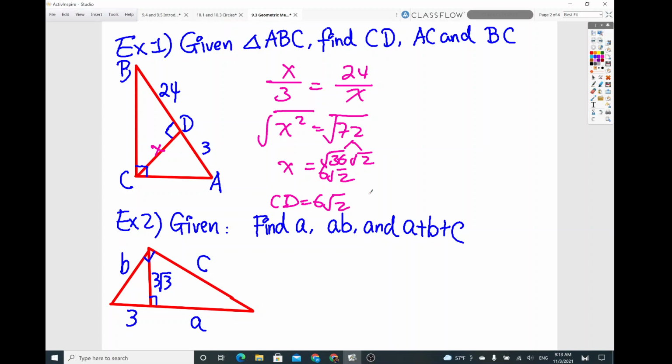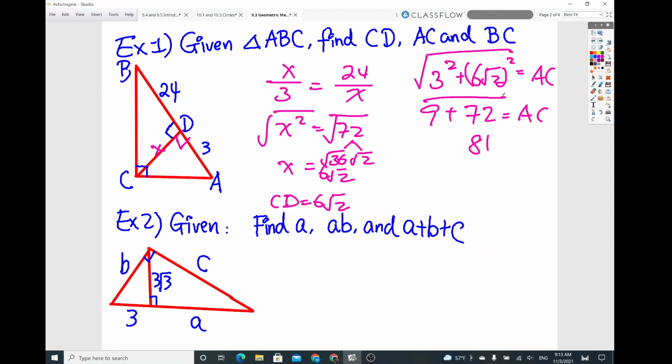Now what about the rest of the line segments? For AC, we can apply the proportionality, or we can use the Pythagorean theorem. It's up to the student which one you want to apply. This one is a right triangle, so we use the Pythagorean theorem: 3 squared plus the quantity 6 root 2 squared equals AC squared. 3 squared is 9, and 6 root 2 squared is 72. So 81, and the square root of 81 is 9. Because it's a line segment, we don't use the negative number for the radical.